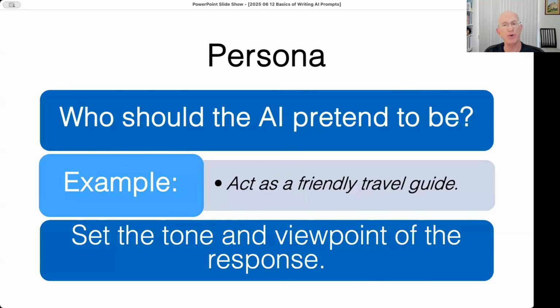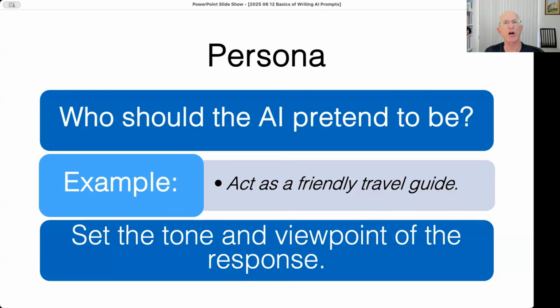This sets the tone and the viewpoint of the response. So I could ask the AI to be a historical travel guide, or I could ask the AI to be a very active athletic travel guide for active vacations or something like that. So how you want the AI to be and what the persona is important in terms of crafting a very complete prompt. That's part one.